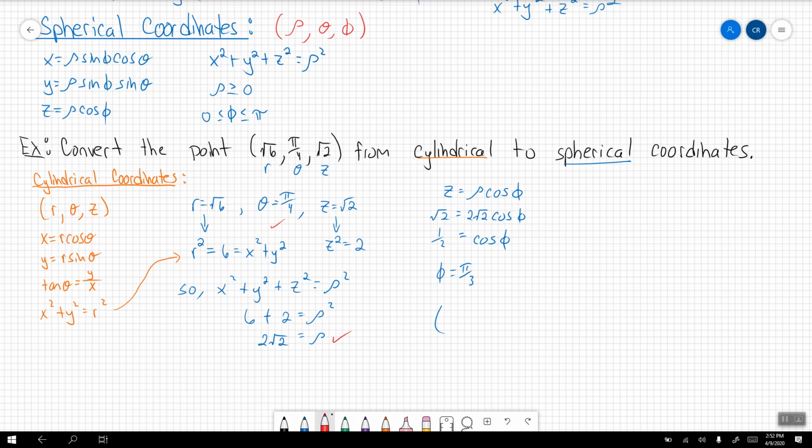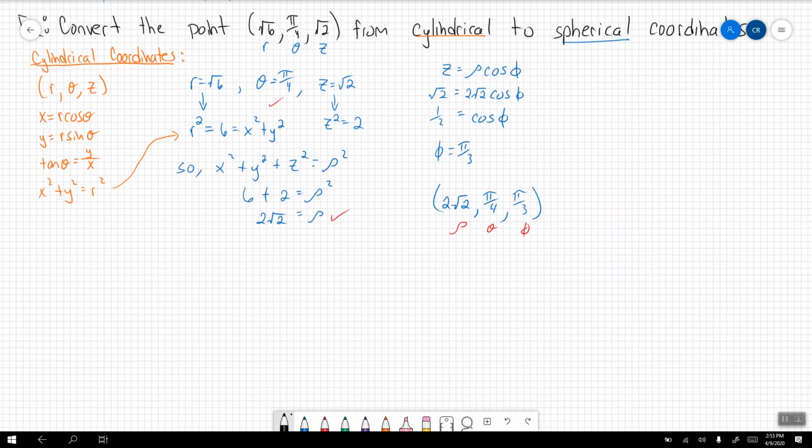All right. So let's go through. So here goes the ordered triplet. This was 2 root 2, comma. I need my theta. So my theta was pi fourths, doesn't change. And I need my phi. Phi was pi thirds. There we are. That's it. So this ordered triplet, in terms of rho, theta, phi, will lead us to the exact same point in our space R3 as if we were to use cylindrical coordinates.